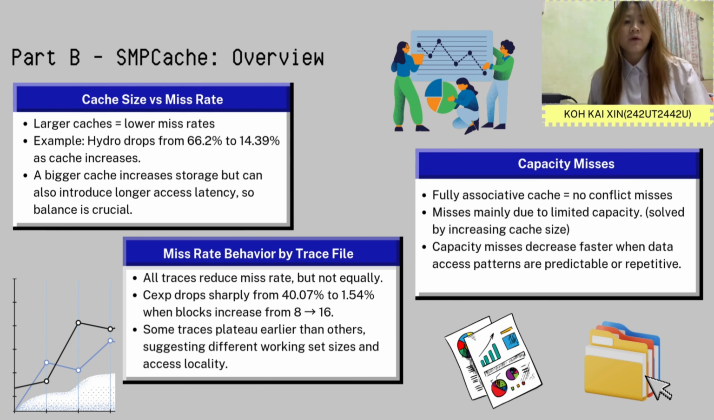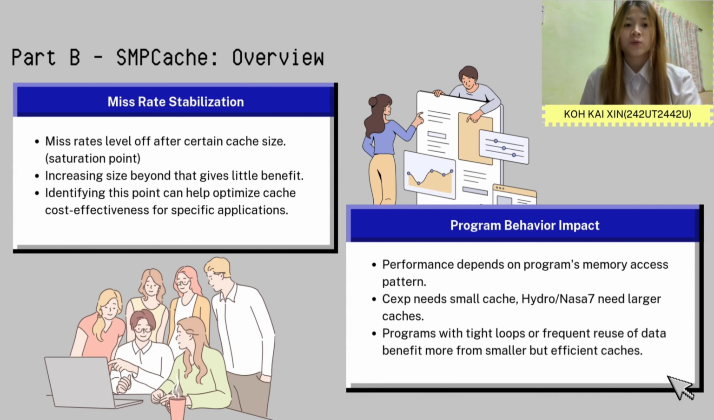Traces with more predictable access patterns saw faster reduction in capacity misses as cache increased. We also observed that miss rate eventually stabilized. After a certain point, increasing the cache size has little to no improvement. This saturation point occurs when the cache can store the entire working set, minimizing data replacement. Identifying this point is helpful for optimizing performance and cost.